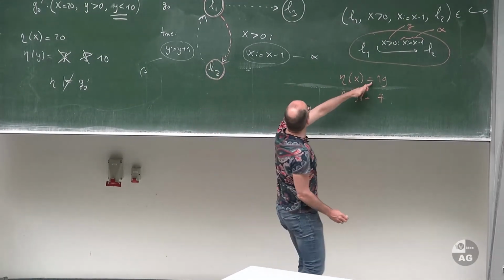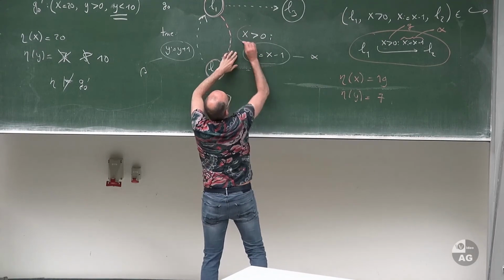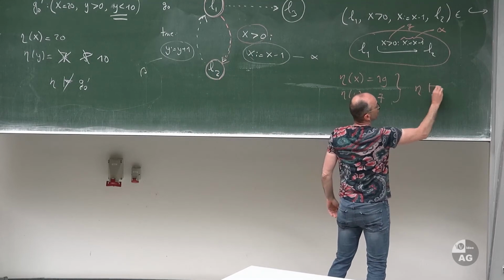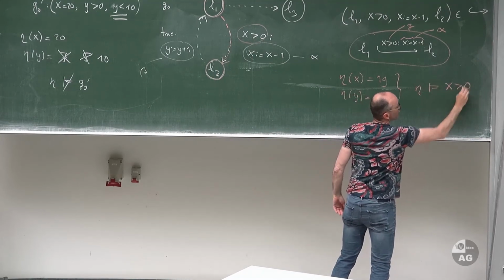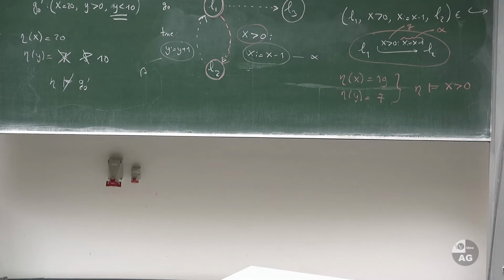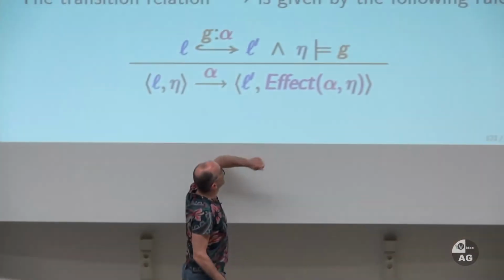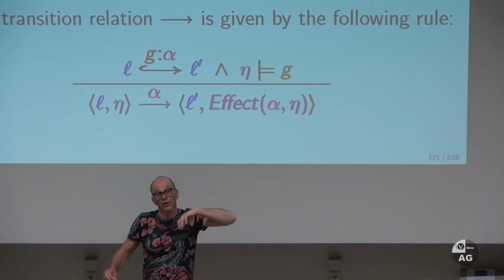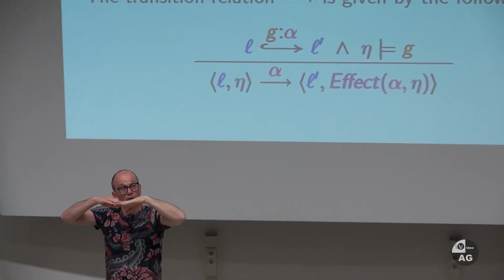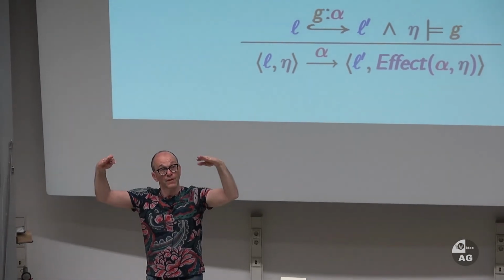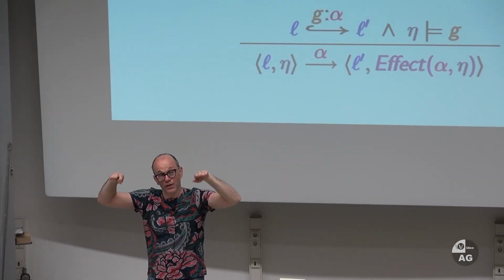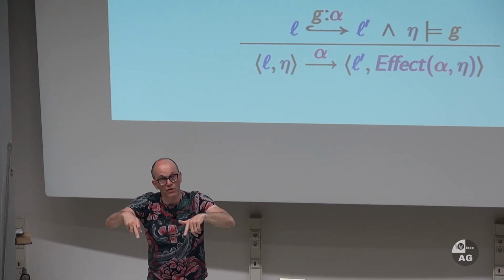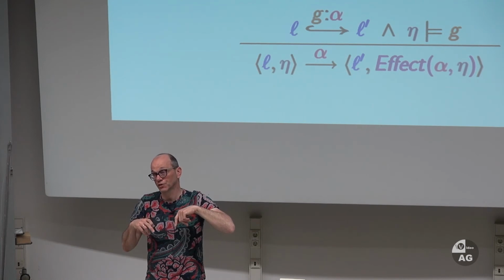Now, first of all, we have to check, does this satisfy the guard? Now this eta satisfies the guard x larger than 0. That means we have this edge over here, and we have an evaluation satisfying the current guard. So we fulfill the conditions that are written above the straight line. And then you should read this as follows. If this condition above the straight line holds, then the condition below the line holds as well.